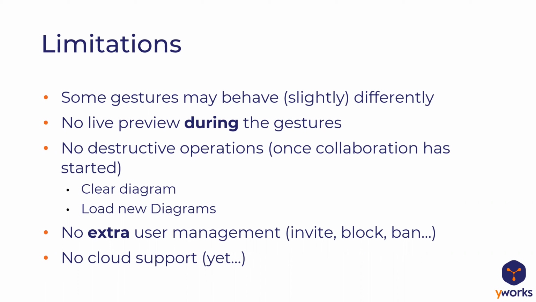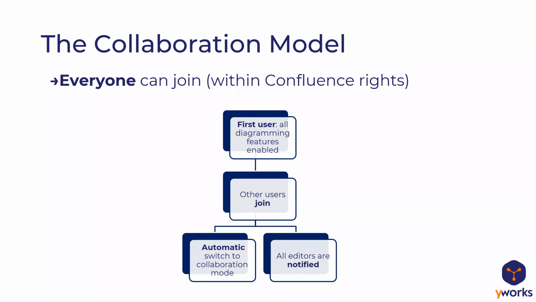Okay, I've already talked about how users can join a session. It's very, very easy. So the first user has all features enabled. And as soon as other users join, you automatically switch to collaboration mode and all editors are notified. And that's already all that happens, no extra steps required. And also, we have seen once a user leaves, you also get a notification. Also, it's not necessary to confirm his leaving or whatever. And also from the other side, when a user joins, he doesn't have to perform any extra steps. He just can edit the diagram and he's automatically in the session.